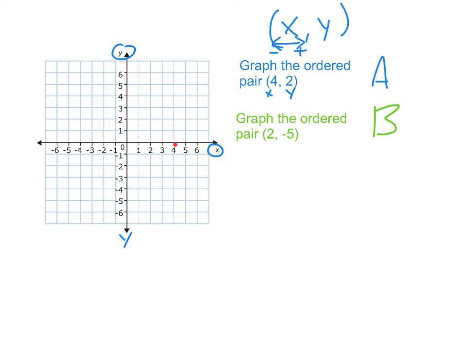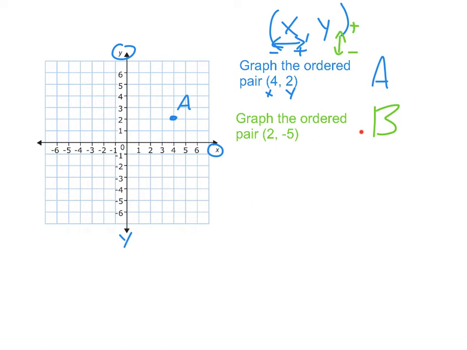Now, I don't mark a point yet because I'm not done, and now I need to be concerned with a y of 2. So I've already gone here, and now I need to go either up or down. Up is going to be positive and down is going to be negative. And so it's positive 2, so it means up 2. So I've already gone right 4, and now I go up 2. That right there is the point 4, 2, and I'll label it A.